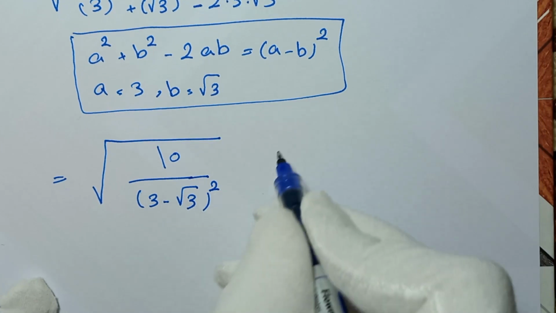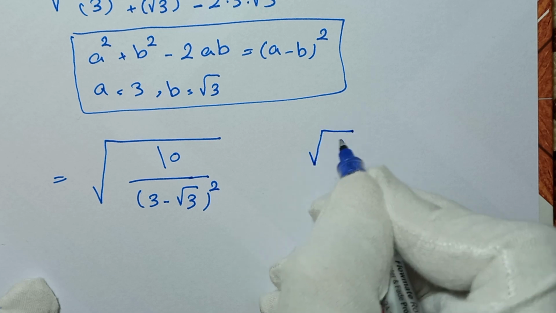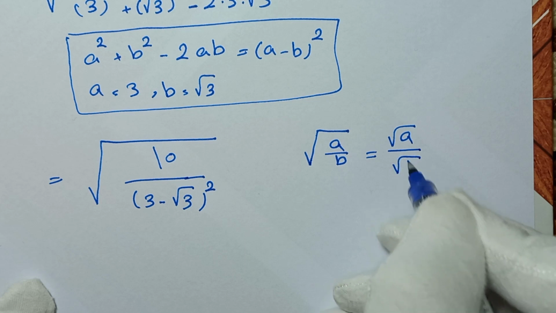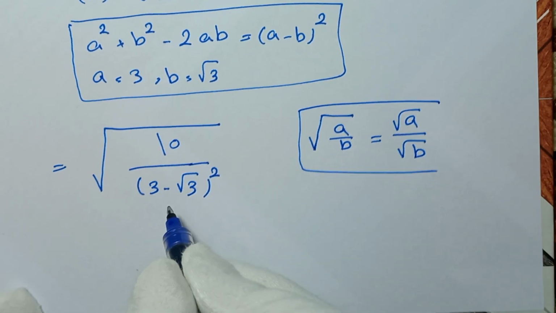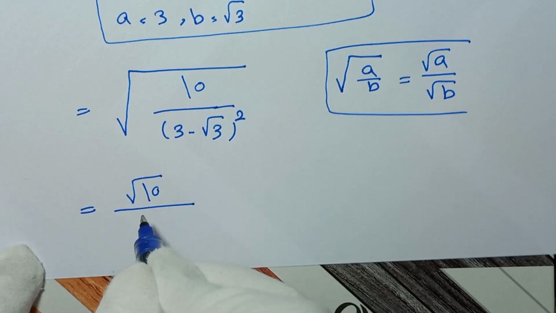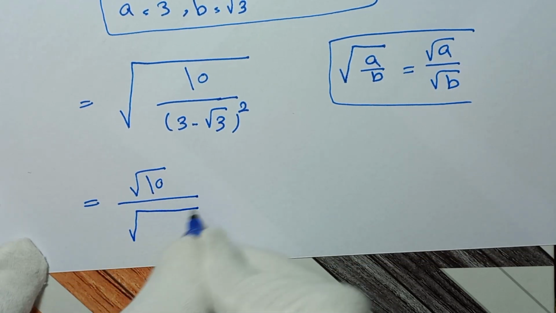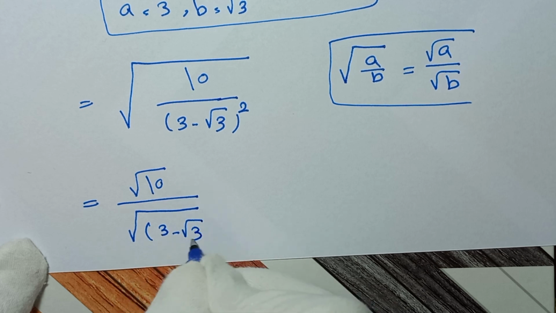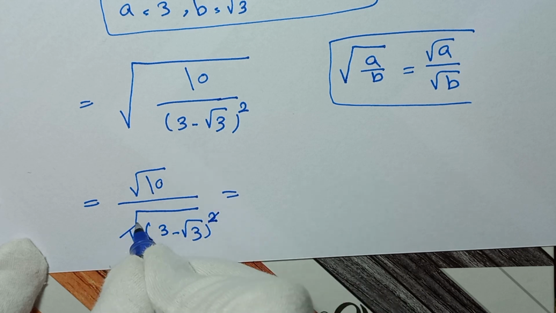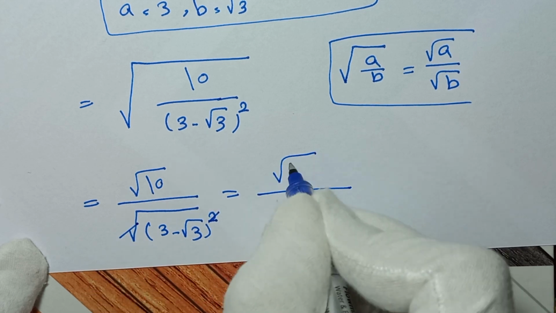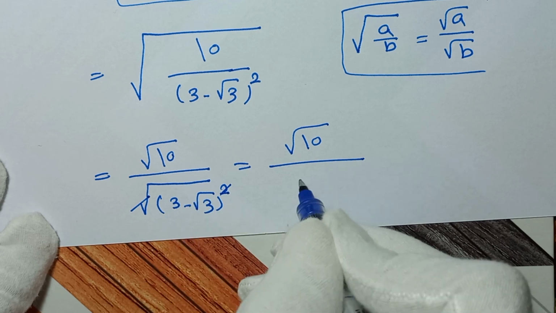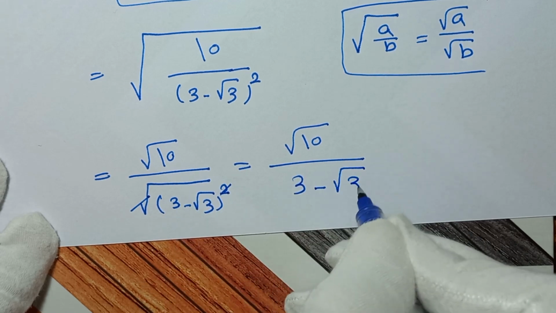And as you know, if we have a square root of a over b, we can write this as square root of a over square root of b. So here we write this as square root of 10 over square root of 3 minus square root of 3 to the power of 2. And this equals, here this 2 will cancel this square root, and it will be square root of 10 over the absolute value of 3 minus square root of 3, and the absolute value of this will be 3 minus square root of 3.